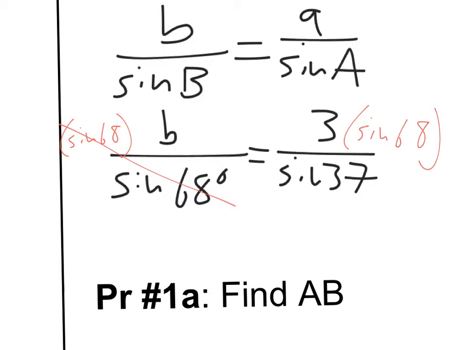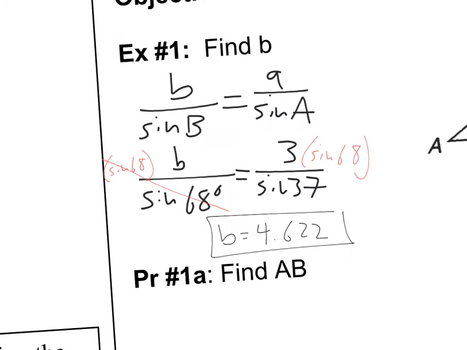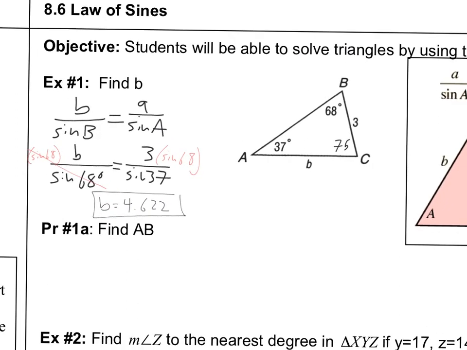And we're ready to just put that in our calculator. And when I plug that in my calculator, I end up with B equaling 4.622. I'm going to give you 3 decimal places for now. And whatever units it is. They didn't give us units for this problem, but we would have that. Okay, well now we have found side B.